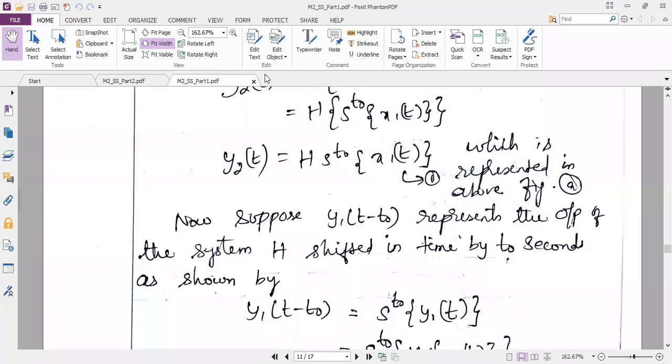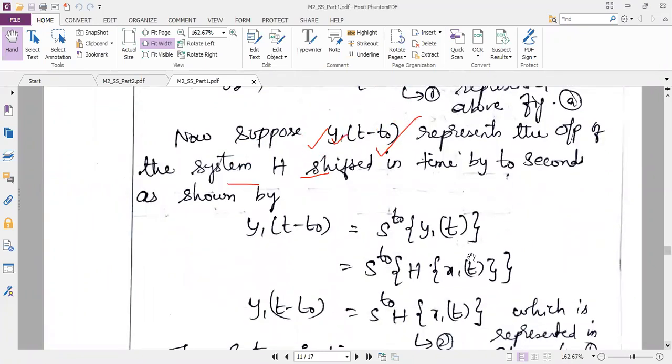compare the two equations. Y2 of t from one block diagram, we got it as first operation is h followed by s power t naught of x1 of t. And we have one more equation from the another block diagram. That means y1 of t minus t naught is equal to s power t naught operation first followed by h of x1 of t. So the same thing we are going to do in the problem.